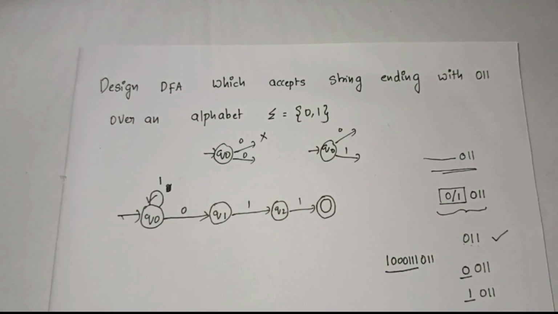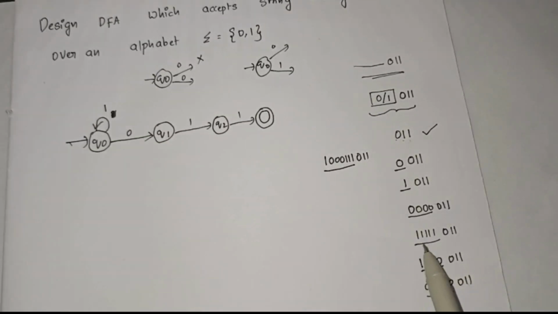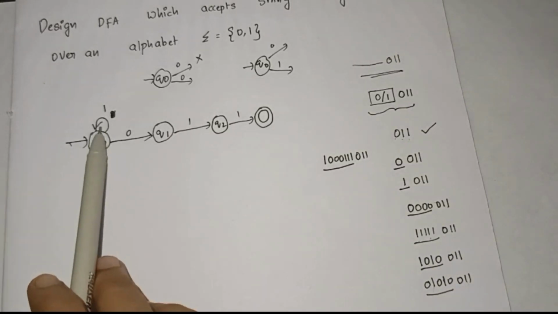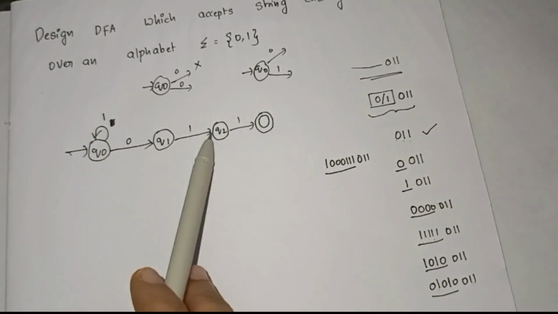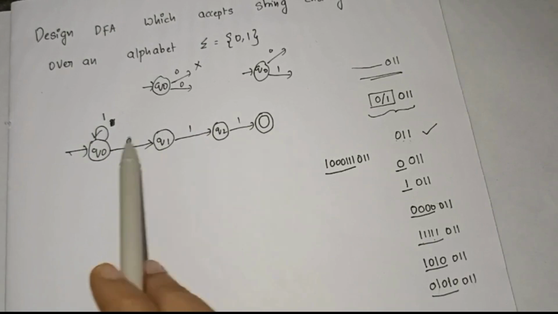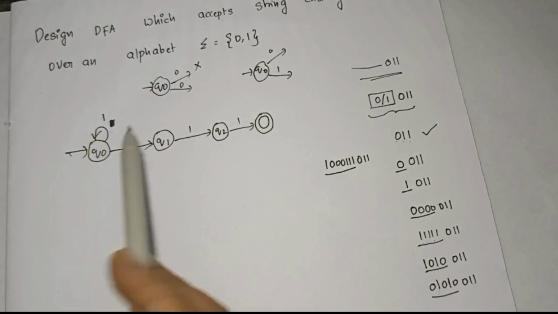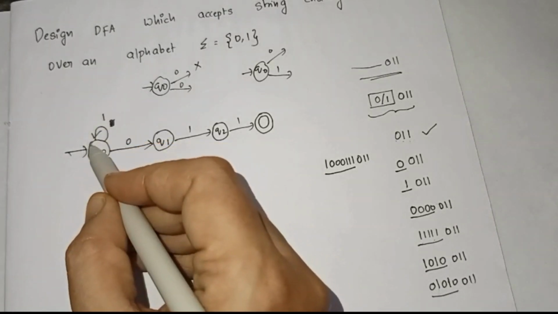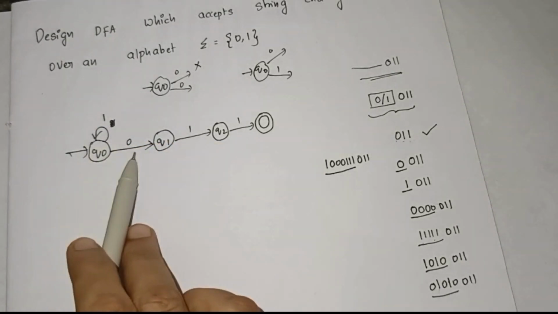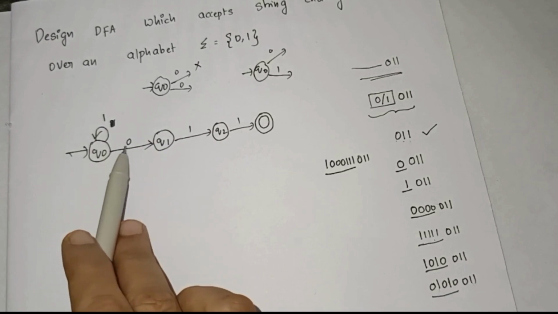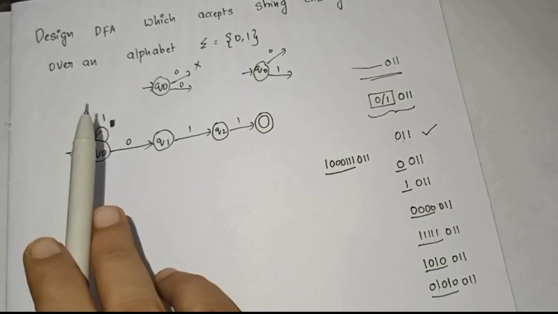I can have any number of, see, check here, we can have any number of ones ending with 0, 1, 1. So that satisfies any number of ones, 0, 1, 1. So ending should be 0, 1, 1. Before that, I can have any number of ones. So I can put a self loop to Q0. Okay, so now 1 is accepted. So Q0 is having transition with 0 and 1. That is done with Q0.